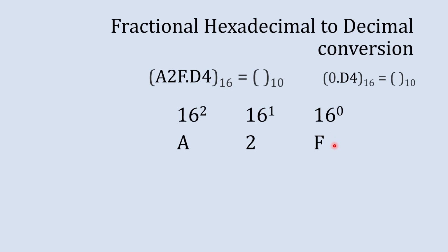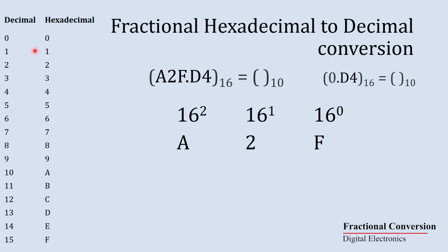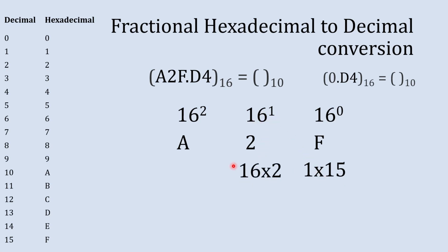So what we are going to do is write the decimal equivalent of this hexadecimal F, and for that we are going to use this table. The decimal equivalent of hexadecimal F is 15. So we multiply 16 raised to 0 into 15. So 1 into 15. Now 16 raised to 1 into 2, so 16 into 2, and 16 raised to 2 into A. So what is the decimal equivalent of A? That is 10. So 16 raised to 2 into 10 is 256 into 10.